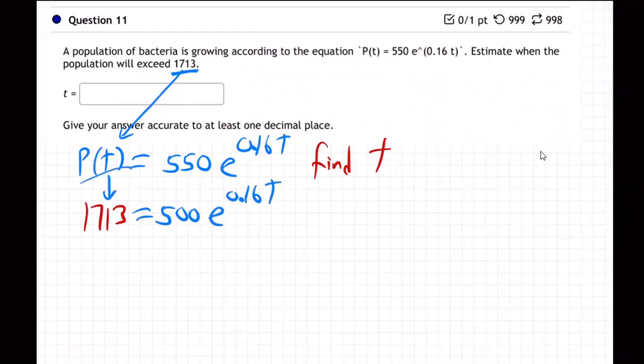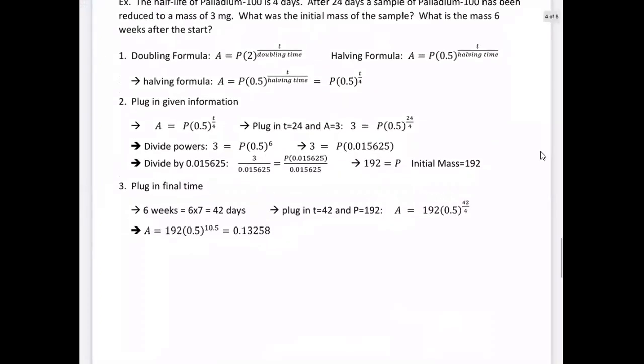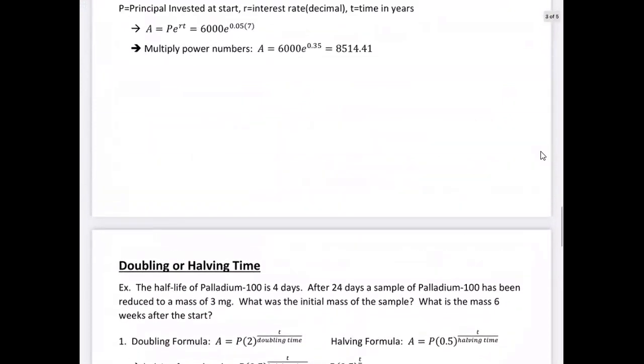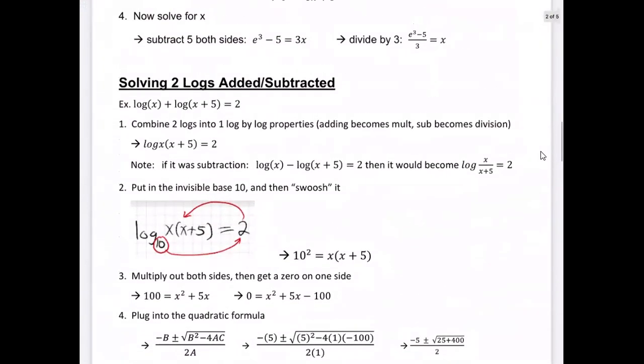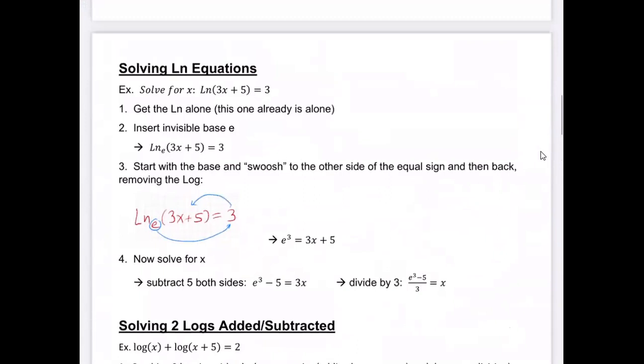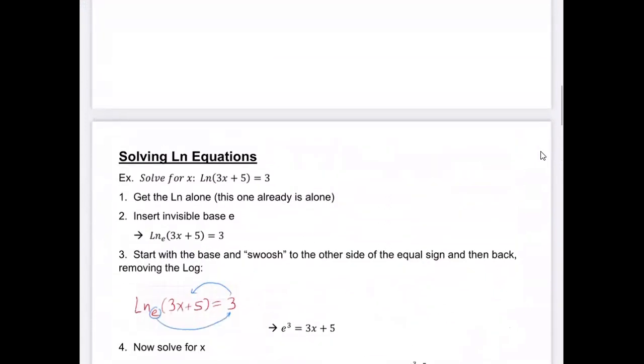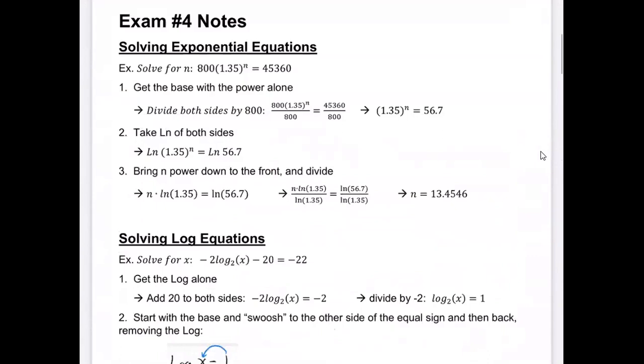So I basically have to find T, or solve for T. So how do I do that? How do I solve that equation for T? That's not easy. Do you notice where T is? T is an exponent. So that means this is an exponential equation. Go to the notes. Remember the exam 4 notes I gave you, solving an exponential somewhere? Back before logs, solving exponential. There it is, right at the top of the exam 4 notes.